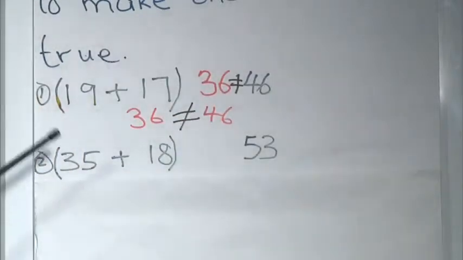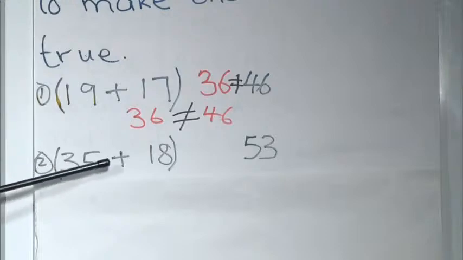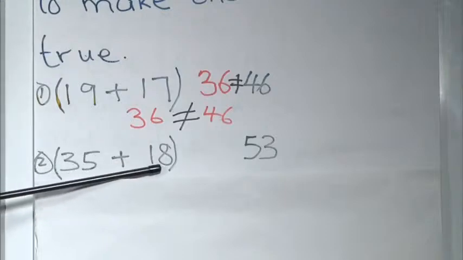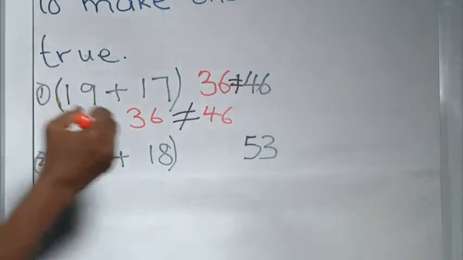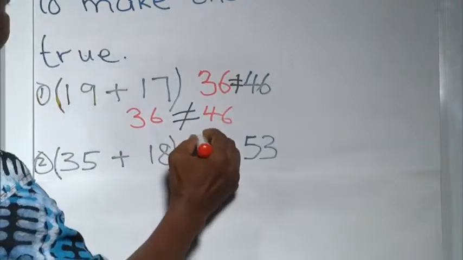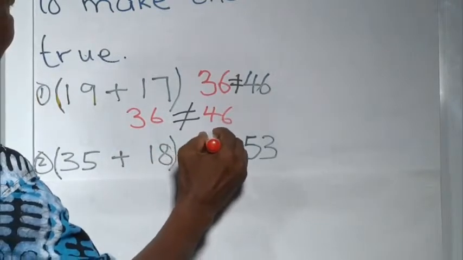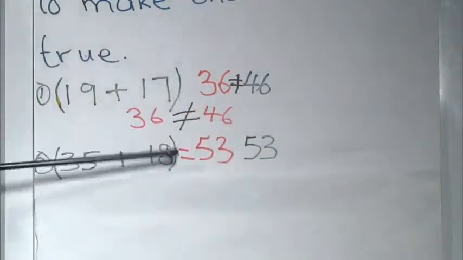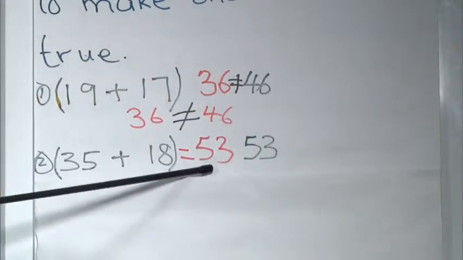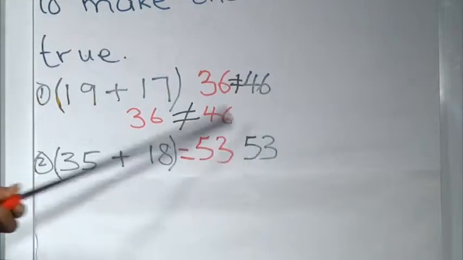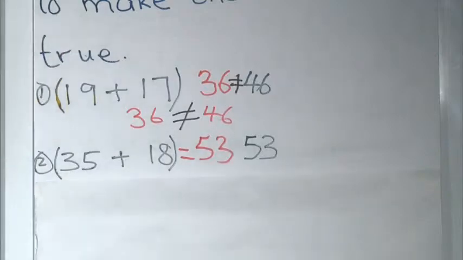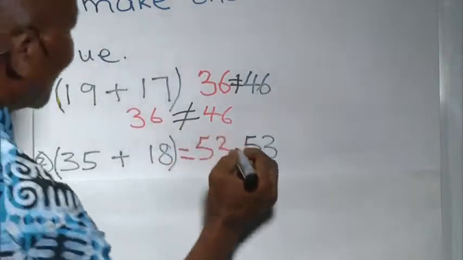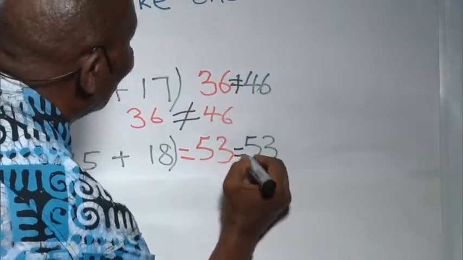Number 2, 35 plus 18. How do we get? 53. We get 53. 53 is the same as 53. So we say 53 is equal to 53. So we bring our equal sign.